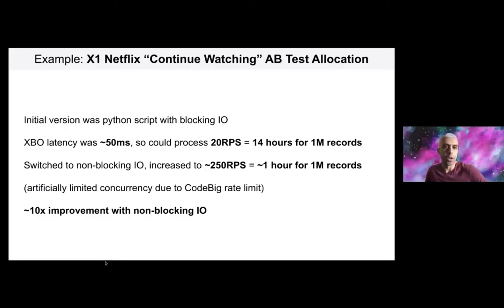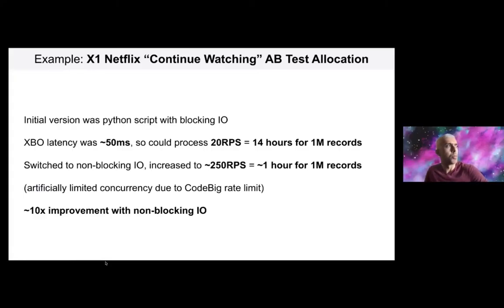For the first version, it was blocking IO. The latency going to XBO is about 50 milliseconds, so I could do about 20 requests per second, which would take 14 hours for 1 million records, which for me was just way too long. So I thought about maybe rewriting it in Java, doing something with Netty, or just using blocking IO in threads or multi-process in Python. Like, how do I get more performance?